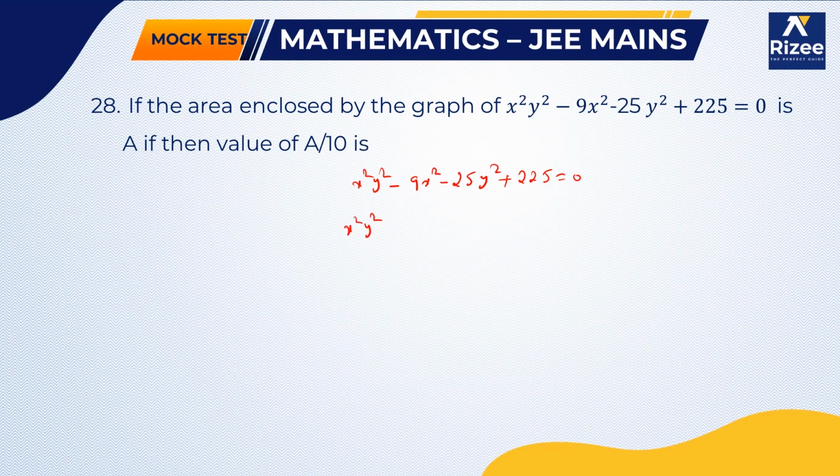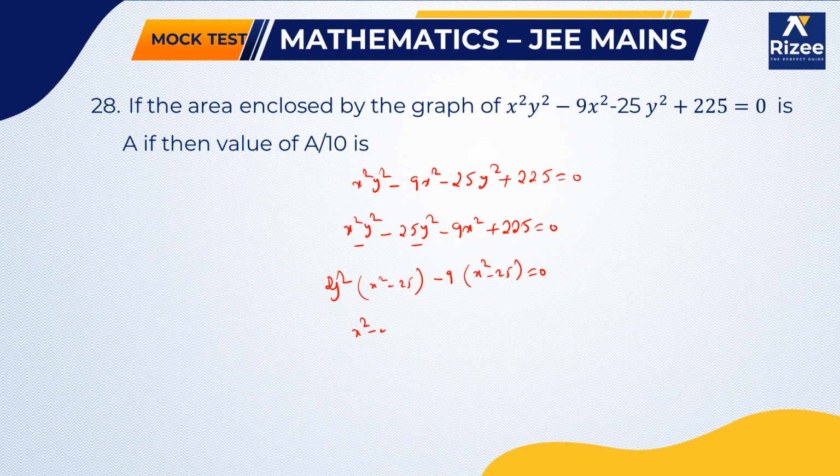From these two I am taking y square as the common term, (x square minus 25). Here I am taking minus 9 as the common term, (x square minus 25) is equal to 0. x square minus 25 has root, y square minus 9 has root. x is equal to plus or minus 5, y is equal to plus or minus 3. By this we can draw a graph.